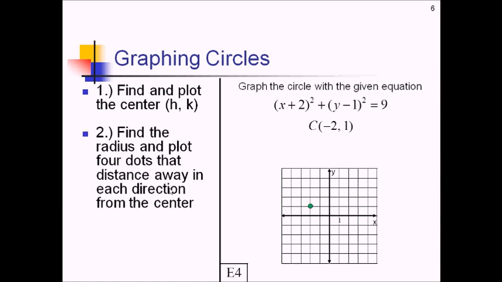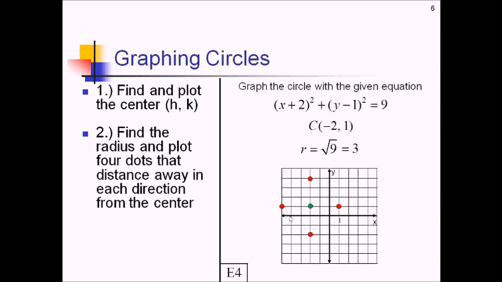Next, figure out the radius. So that's going to be the square root of whatever this number is, because this is really r squared they're giving us. So the square root of 9 gives us 3. And then once you find that radius, plot 4 dots, whatever the radius is, that distance away, in each of the 4 major directions, up, right, down, and left. So we've got 3 up, 3 to the right, 3 down, and 3 left.